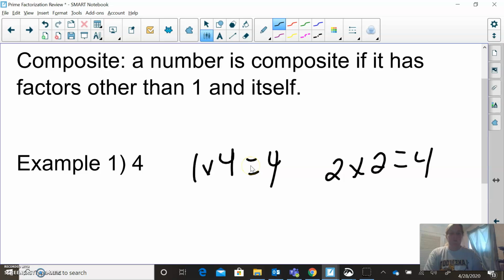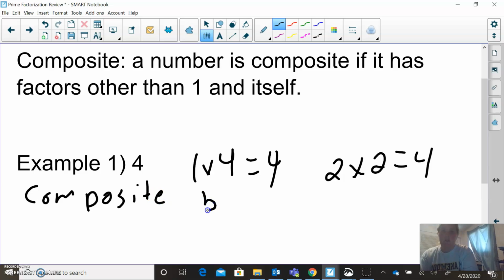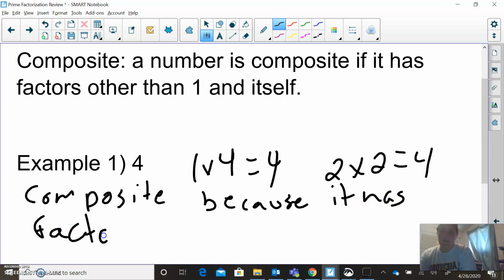So this is a composite number because it has factors other than 1 and itself.